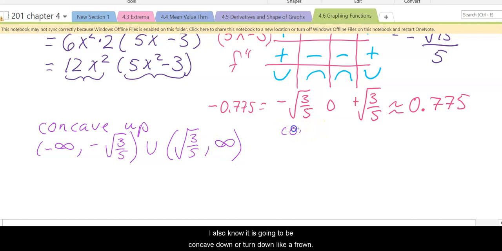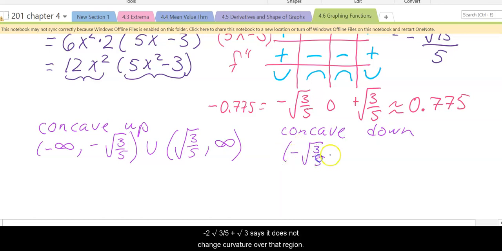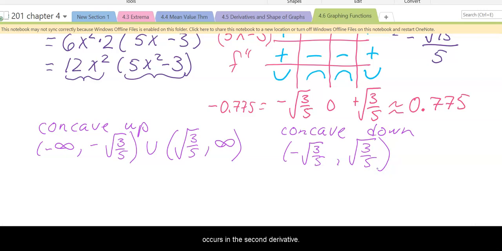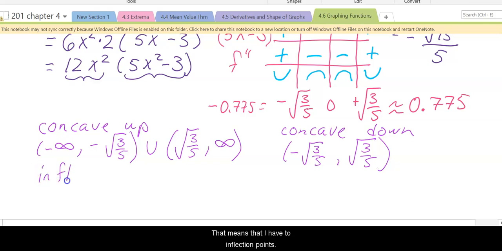I also know it is going to be concave down, or turned down like a frown, between negative the square root of 3/5 and the square root of 3/5. It does not change curvature over that region. The inflection points can only occur where sign change occurs in the second derivative. That means that I have two inflection points. My inflection points then must be the following.